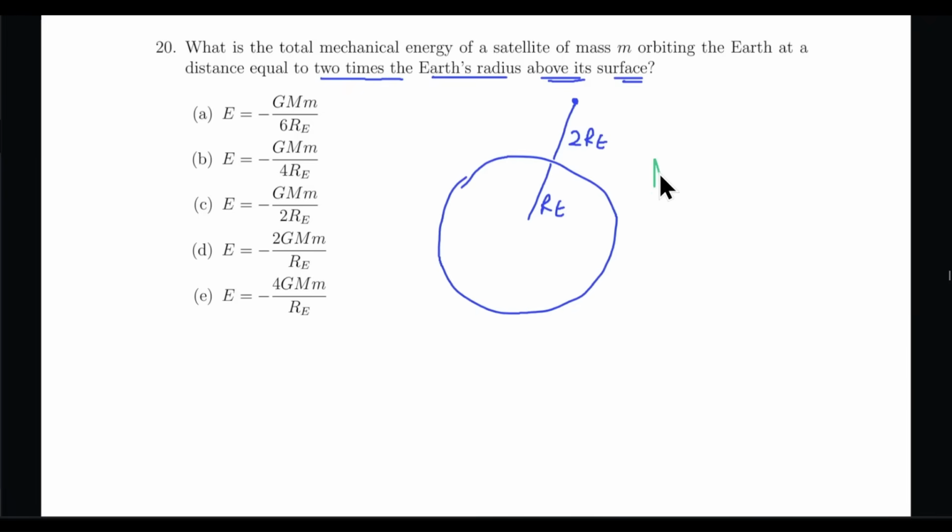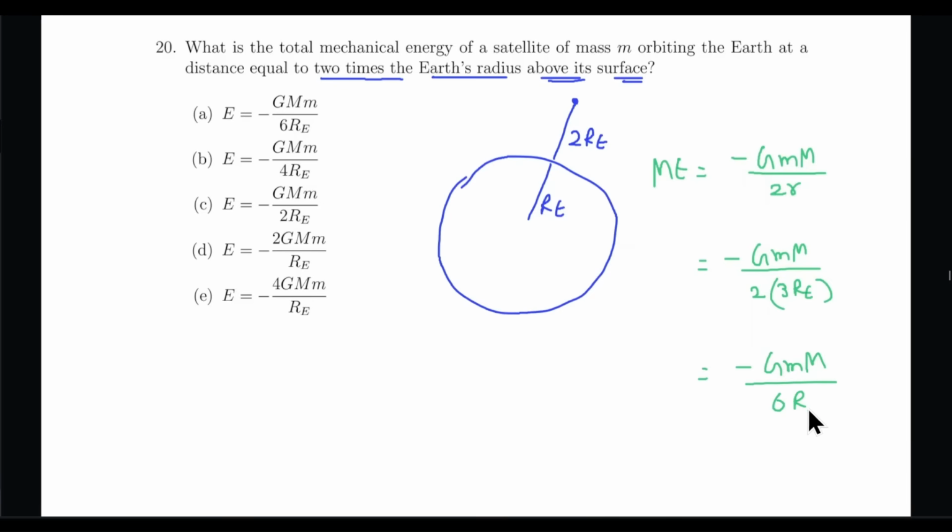The total mechanical energy formula was negative GMm over 2R. So all we have to do is negative GMm over 2 times R, which will be 3 RE. So it will be negative GMm over 6 RE. That will be the total mechanical energy, which looks like option A. Yeah, it should be option A.